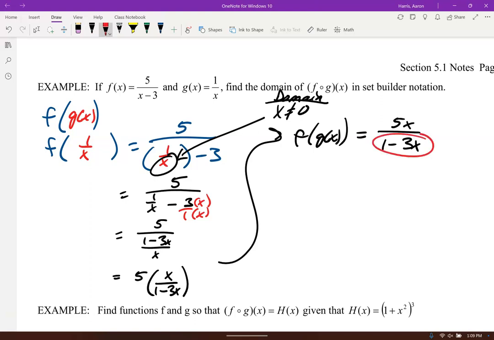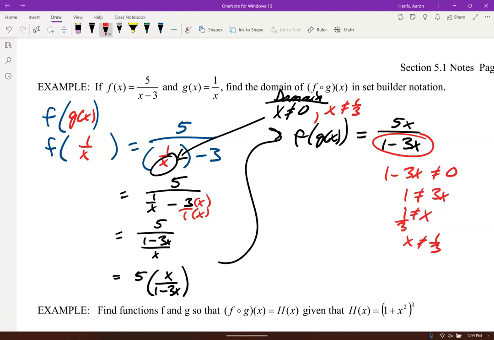Now, I'm also looking right there as well. I know 1 minus 3x can't be 0. This will be a problem. So 1 divided by 3, so x can't be 1/3 either. I have to add that to my domain. It can't be 1/3 either. That would give me all kinds of issues, right?